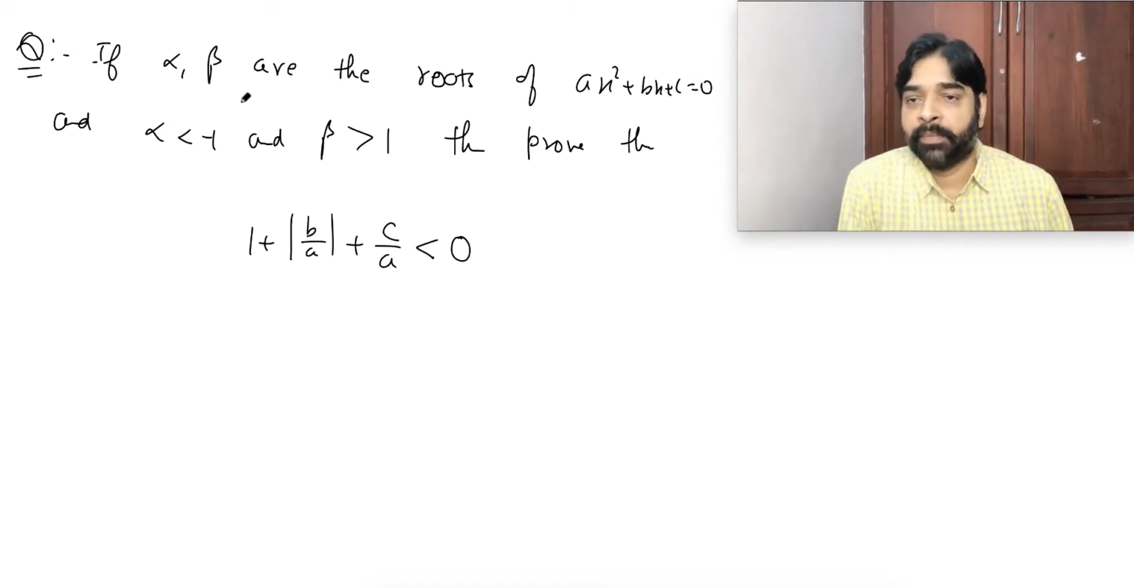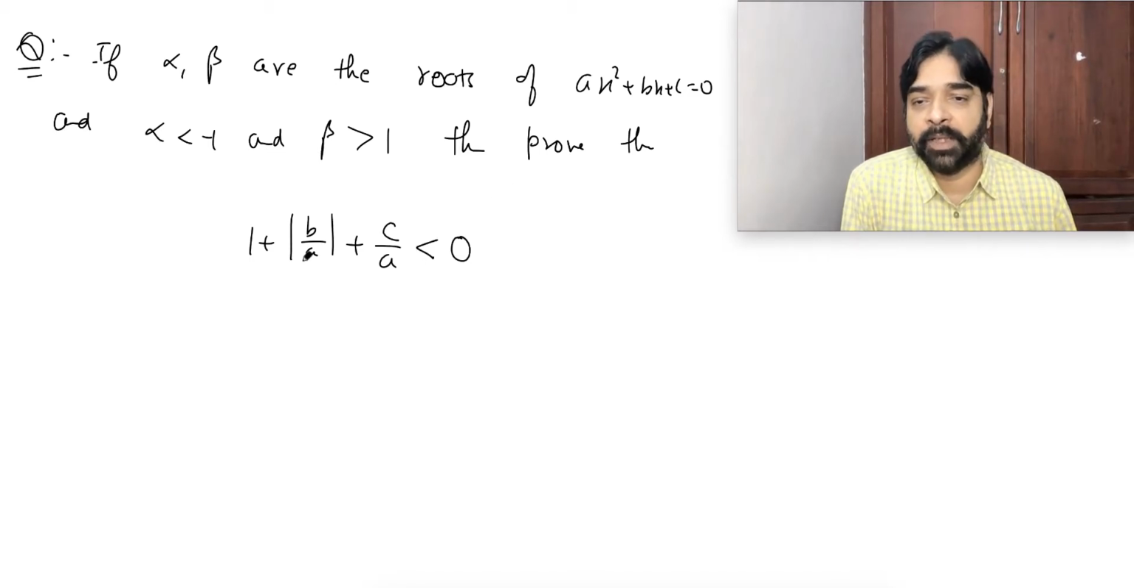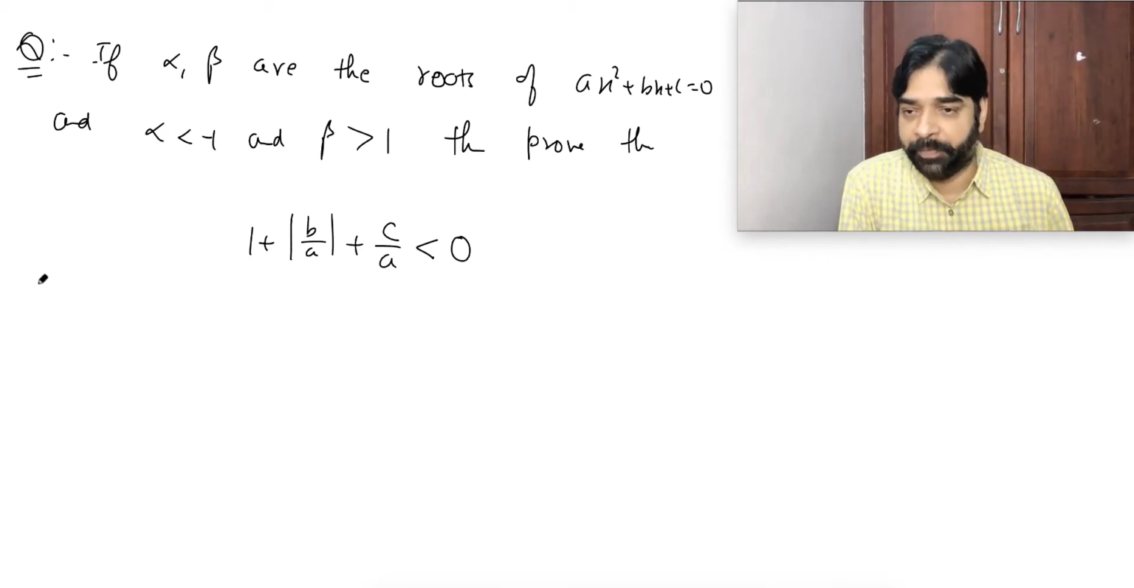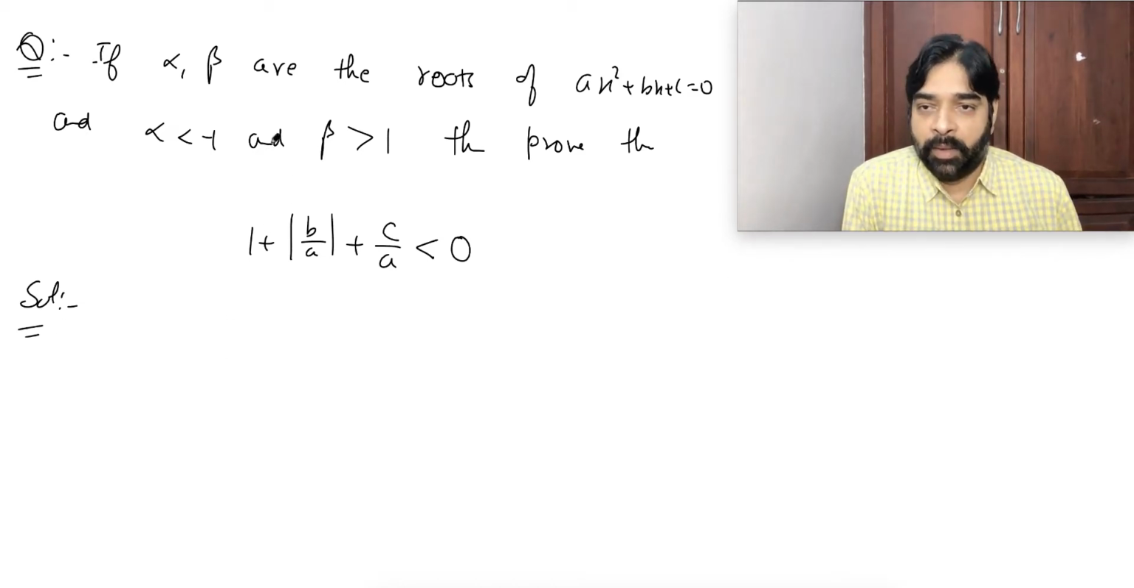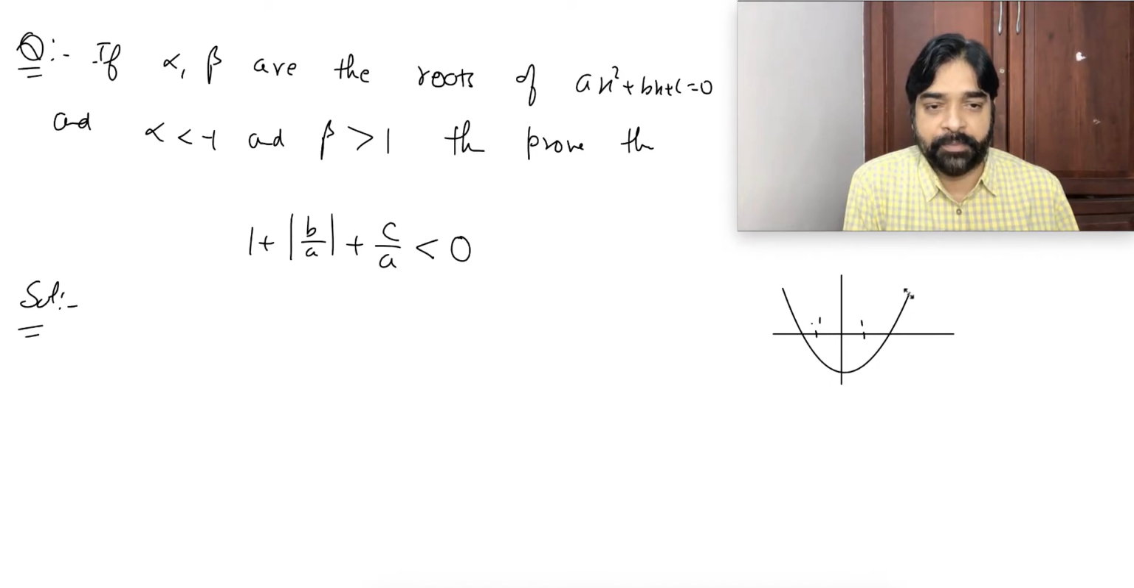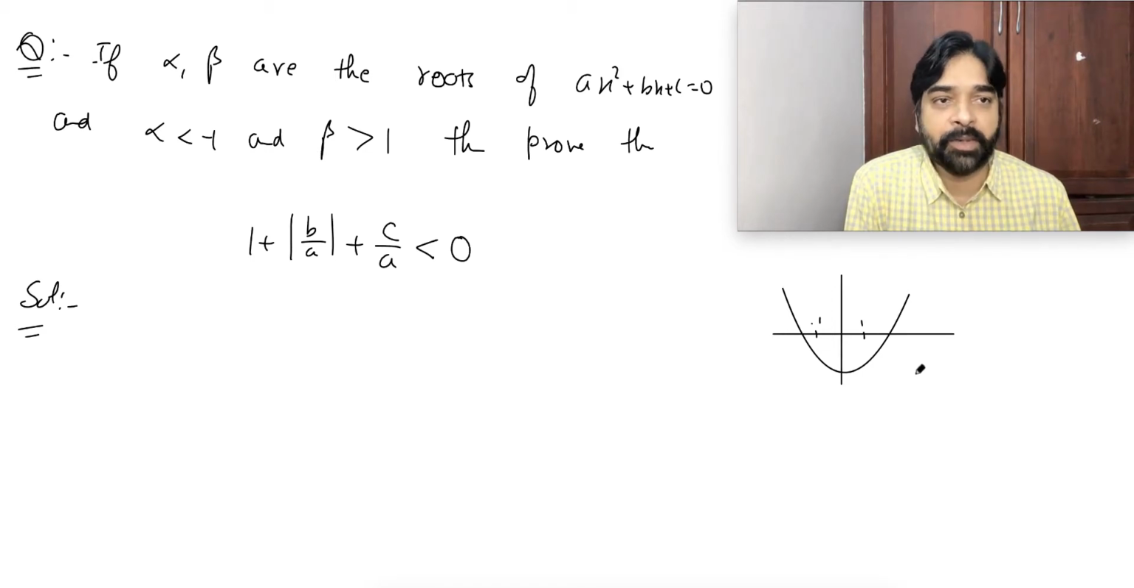Alpha, beta are the roots of this equation, and alpha is less than minus 1, beta is greater than 1. Then prove this condition. Let's do it. I don't know anything about this A, but there are two possibilities. One may be A greater than 0. If A is greater than 0, according to the condition, if this is minus 1 and this is 1, the graph must be this way. Then only alpha will be less than minus 1 and beta will be greater than plus 1. Are you able to understand?